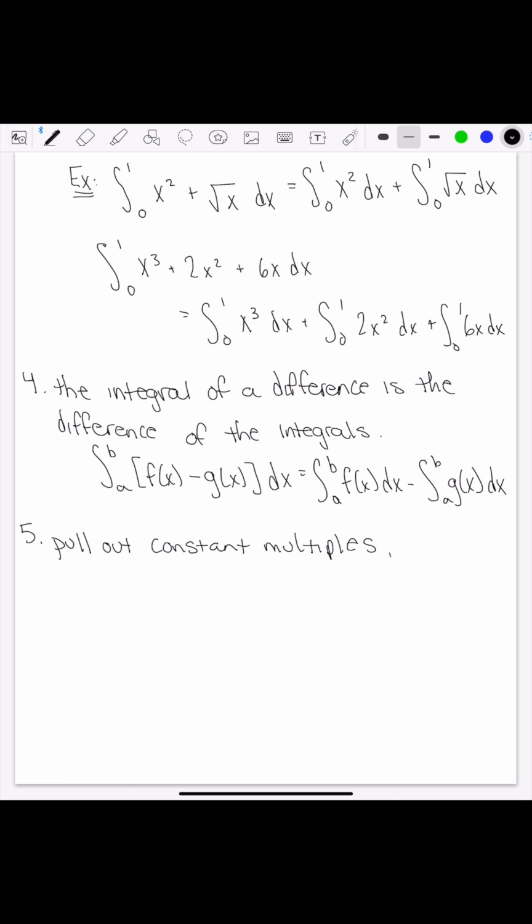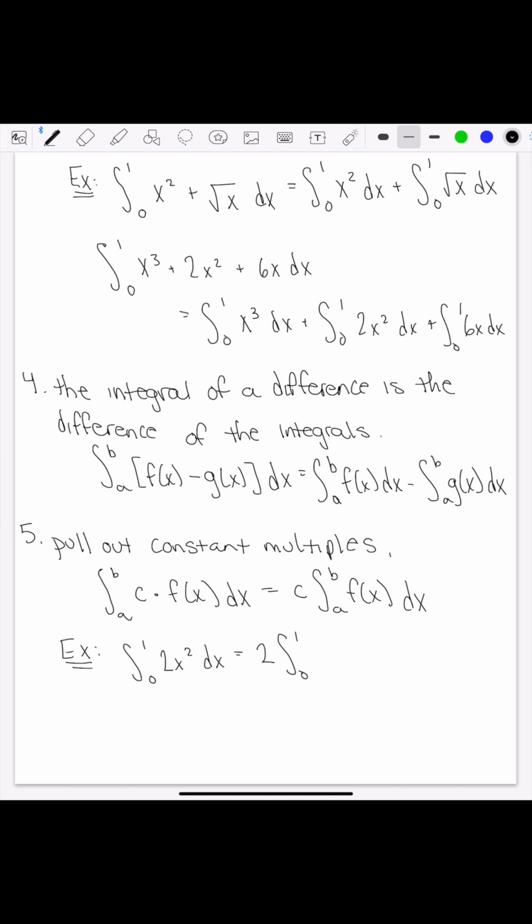However, if it's a constant multiplied, so let's say we were given the integral from a to b of some constant c times some function f of x, then we could pull the c out in front of the integral. So for an example, if we were doing the integral from 0 to 1 of 2x squared from above, we can just pull out the 2 in front of the integral and then just integrate x squared. And then after that, I would multiply it by 2.